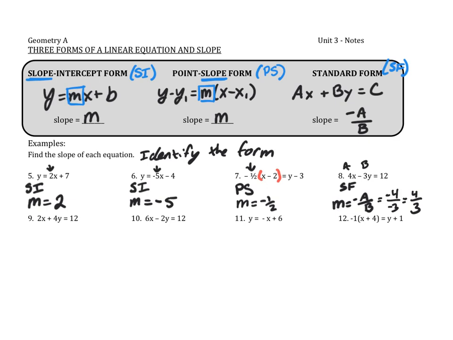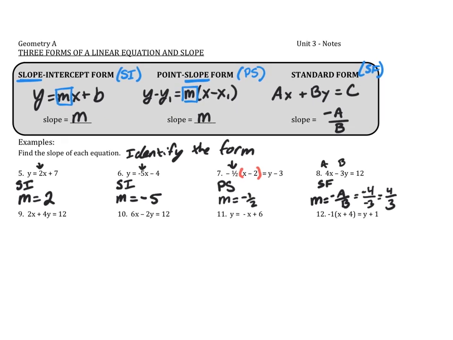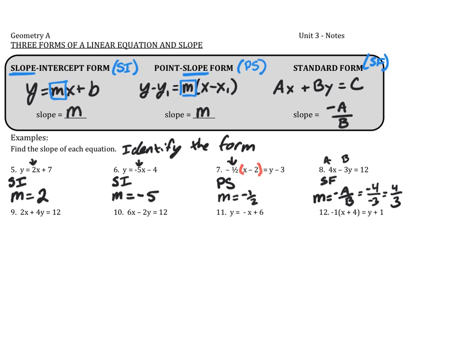All right, next one, number 9. We're looking here at x and y on the same side, which should indicate that this is a standard form equation. So for my slope, I want to look for my opposite a over b, which in this case is going to be -2/4. Always, always, always look to see if you can simplify that fraction, which we can, and it will be -1/2.